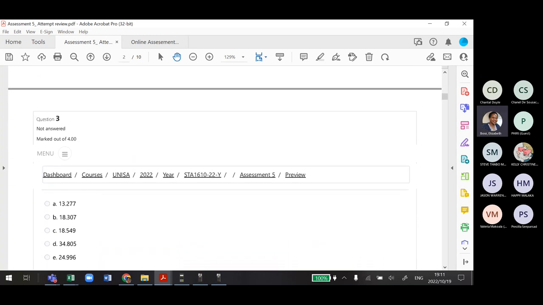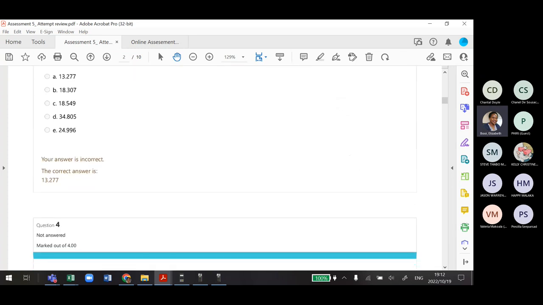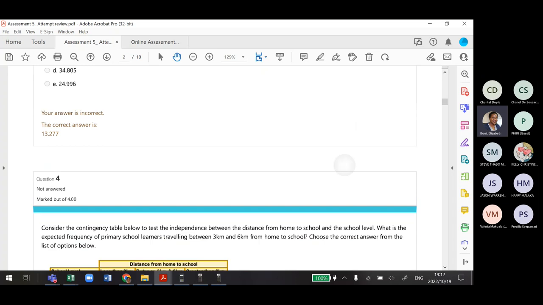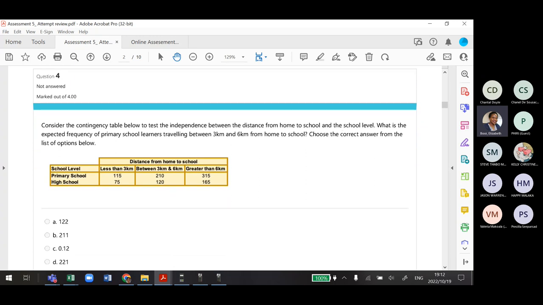Because I don't have the information, we're going to skip number three. Probably we will have a question similar to that from the past.